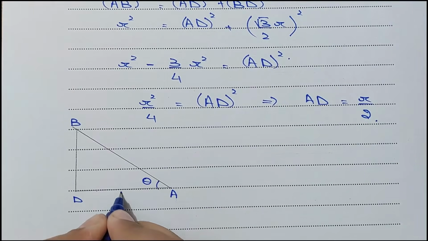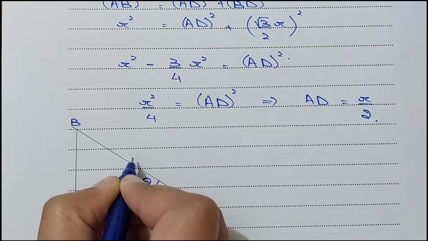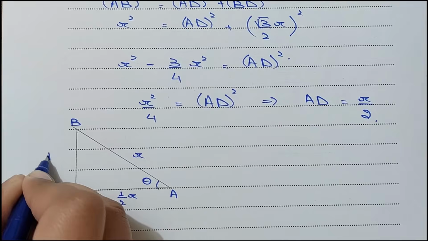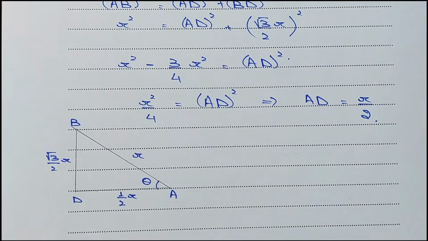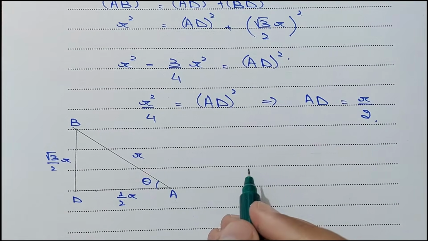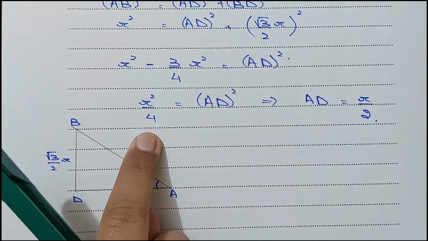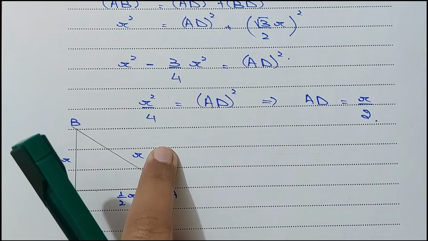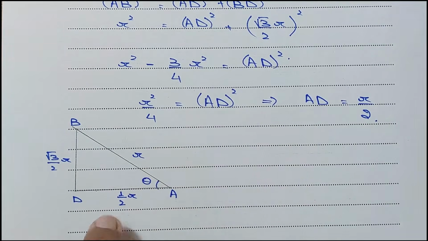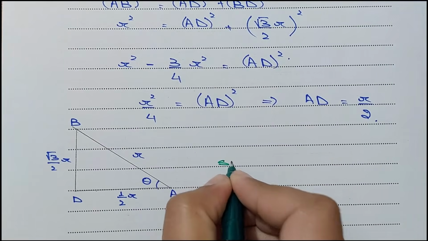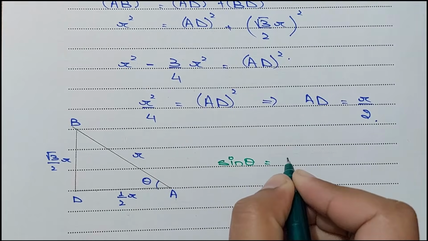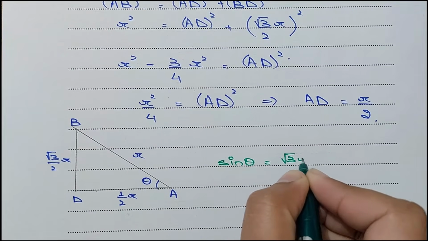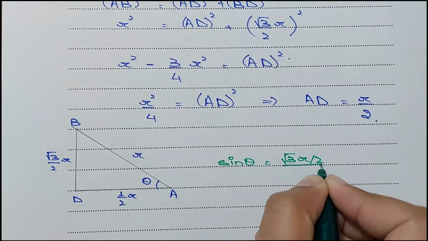We have, this is 1 by 2 r, AB is r, and this is square root of 3 by 2 r, right? Okay, let me use the ratio for sine or cos. This is your choice. So sine theta is opposite over hypotenuse, cos is adjacent over hypotenuse, and tangent is opposite over adjacent, right? So if I use sine theta, this is opposite over hypotenuse. Opposite is square root of 3r by 2 over r.